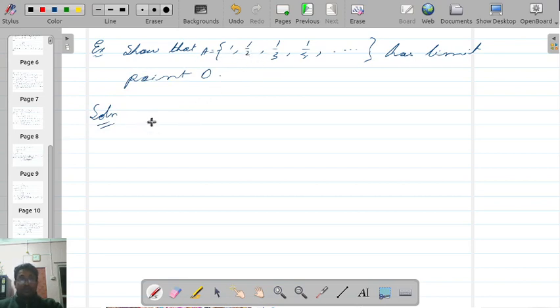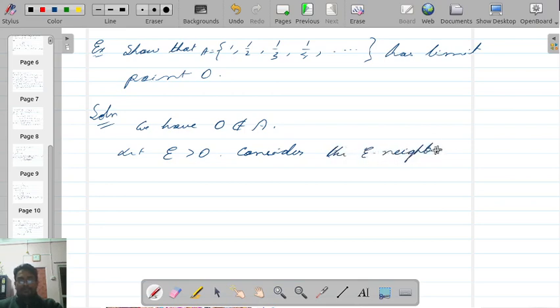Okay, so for that I have to show that every epsilon neighborhood of 0 contains at least one point from this set different from 0. We have 0 does not belong to A. So let epsilon be greater than 0, then consider the epsilon neighborhood, 0 minus epsilon to 0 plus epsilon. Our aim is to find an element inside this set which belongs to this neighborhood.